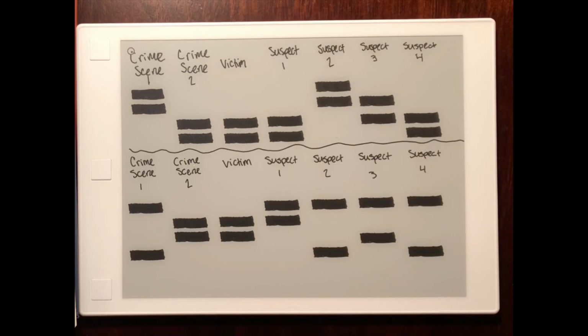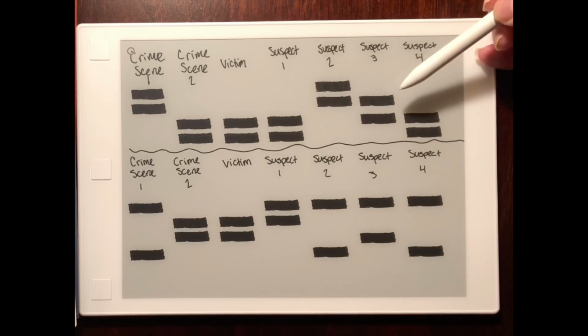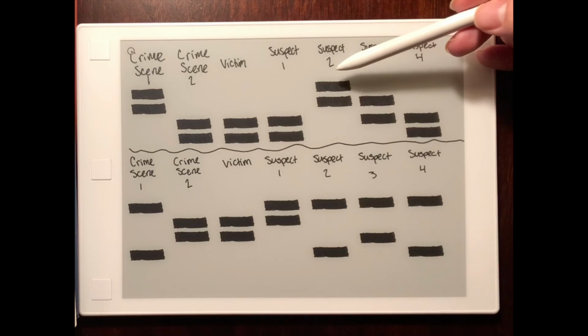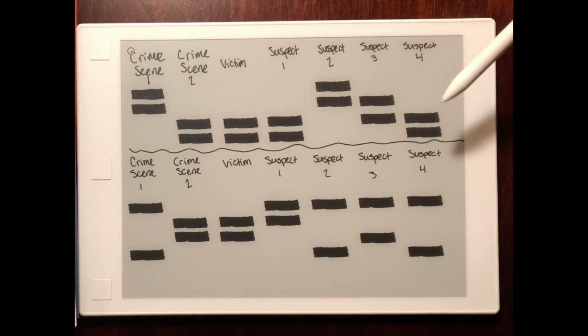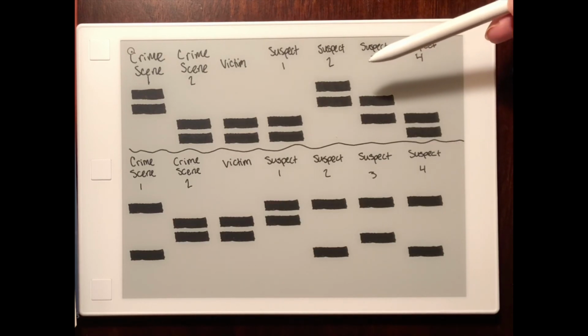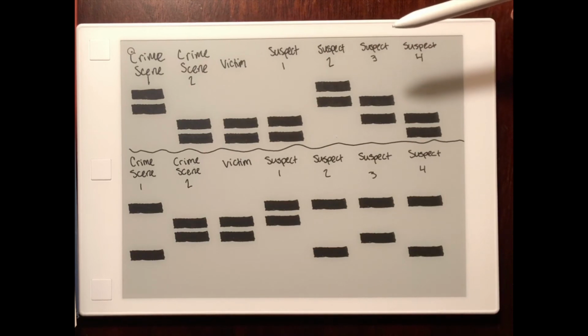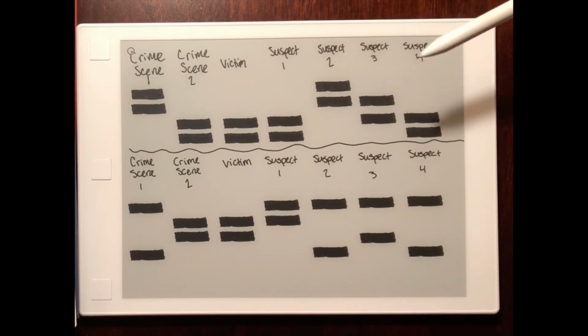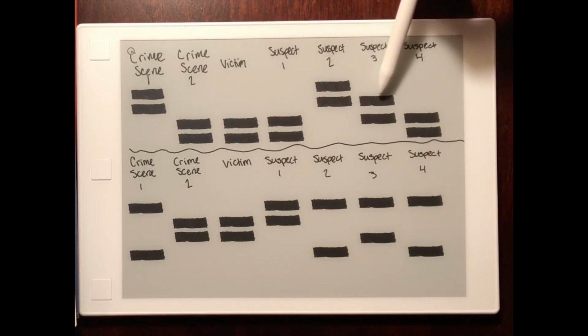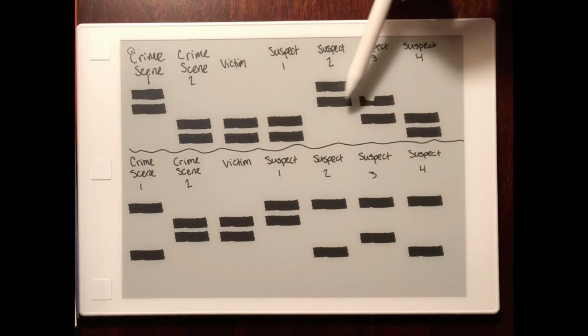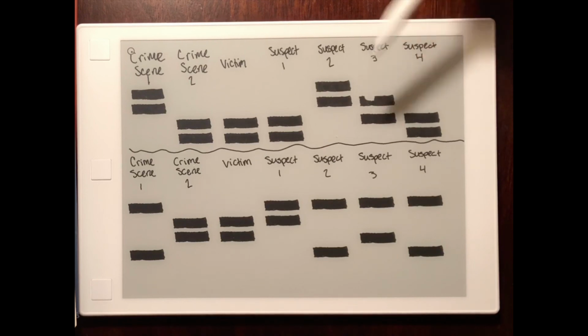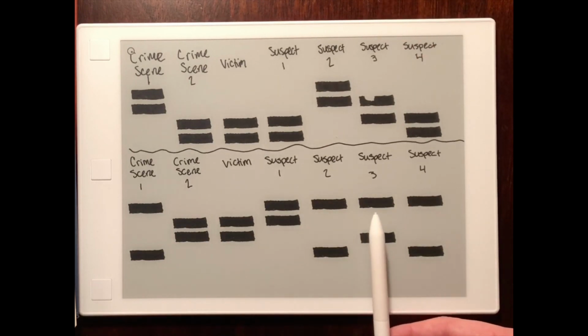Interestingly enough, it appears that suspect 3 could have been one of suspect 2's biological parents, because a child must receive 1 allele from each of their parents, and so in this case, suspect 3 could have given this allele to suspect 2 and received the other one from their mother. And down here, they could have received this allele from suspect 3 and received this one from their mother.